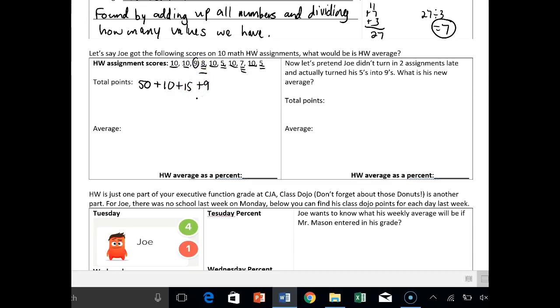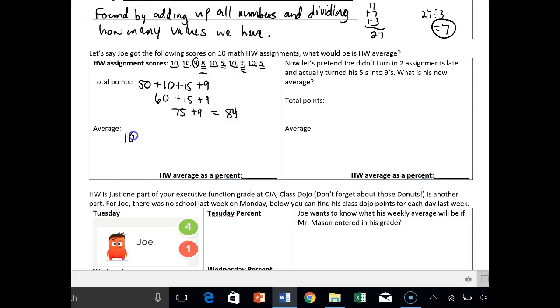So now we've created, by doing kind of partial sums here, something that we could add up a little bit more easily. So 50 plus 10 is 60. 60 plus 15 plus 9. 60 plus 15 is 75 plus 9. And then we just add those together, and we get 84. All right, so now how many values do we have? Well, it said right there 10, but I could also count them up. 1, 2, 3, 4, 5, 6, 7, 8, 9, 10.